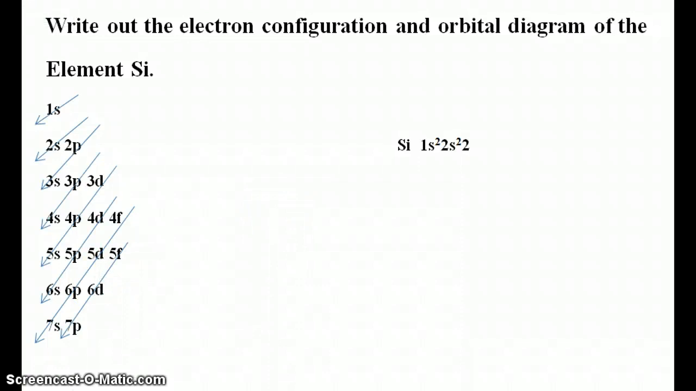And now we move on to 2p, which can hold up to 6 electrons. So now that gives us 10 in total. Then we move on to the 3s, which holds 2, and so now we have 12 in total. And now we move on to the 3p, which also holds 2. And it only needs to hold 2 because now in total in our whole equation right here we have 14 electrons.